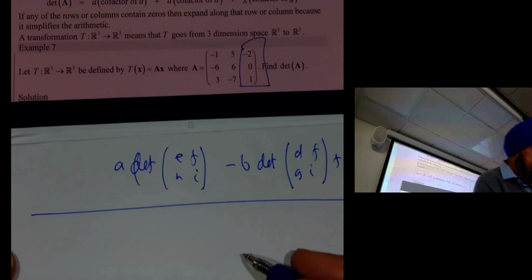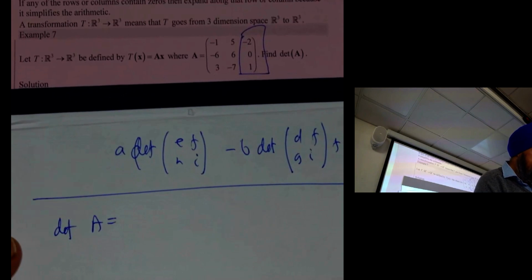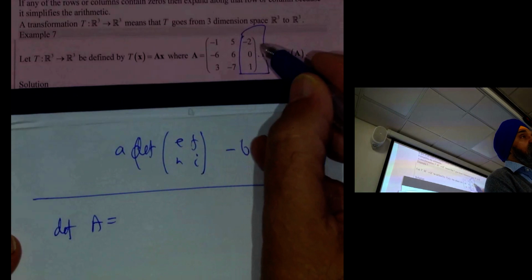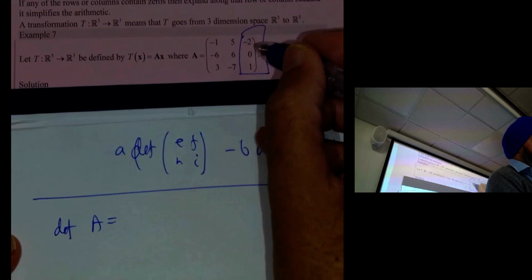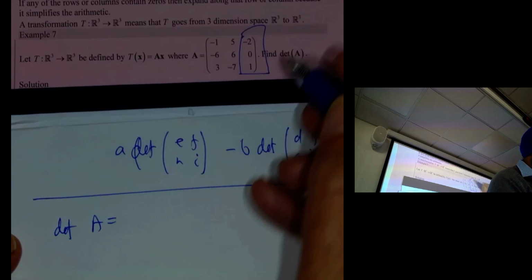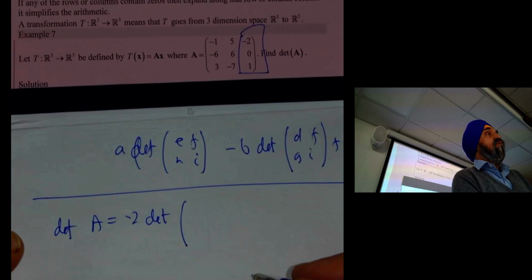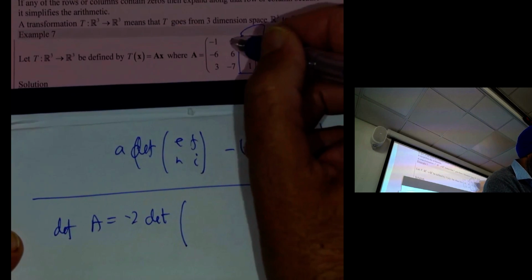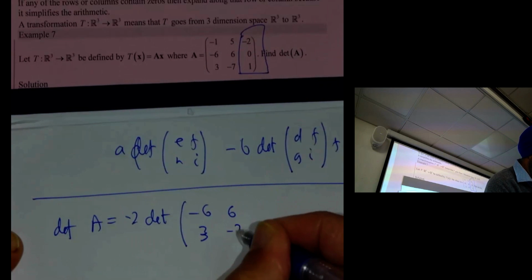So let's do this. The determinant of A is equal to what? Plus or minus? You've got to remember that. It's a plus position: plus, minus, plus. So I13, which is minus 1 to the power 4, which is plus. So it's minus 2 times the determinant of what? Yes, cover that up. It's minus 6, 3, minus 7.